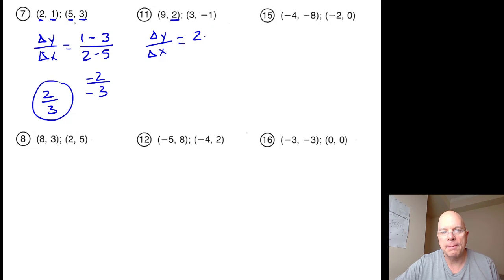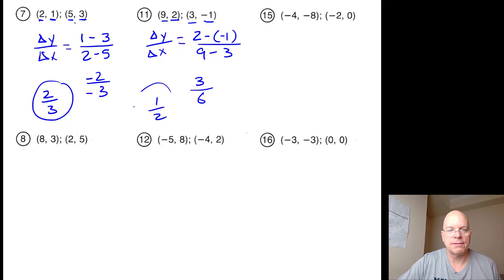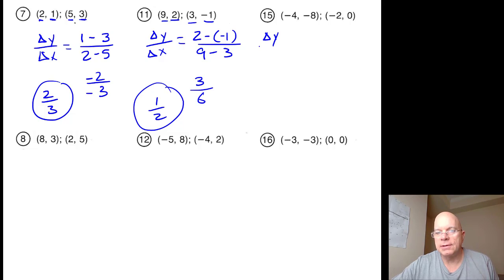2 minus negative 1 over 9 minus positive 3. 2 minus negative 1 is 2 plus 1, so 3. 9 minus 3 is 6, so this one is a half. 15. Delta y over delta x.